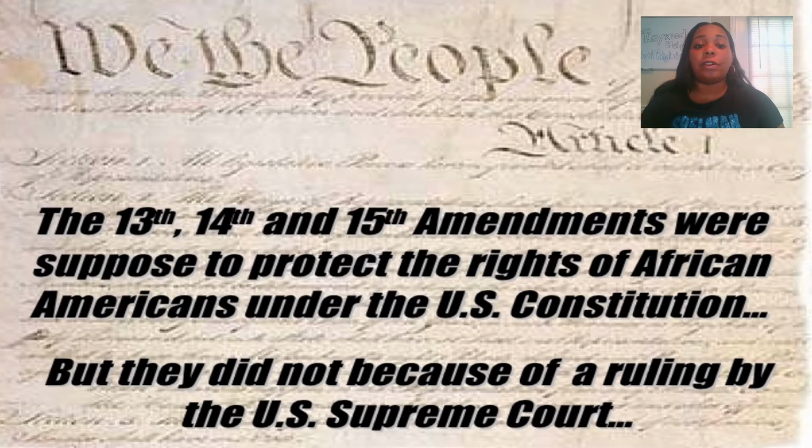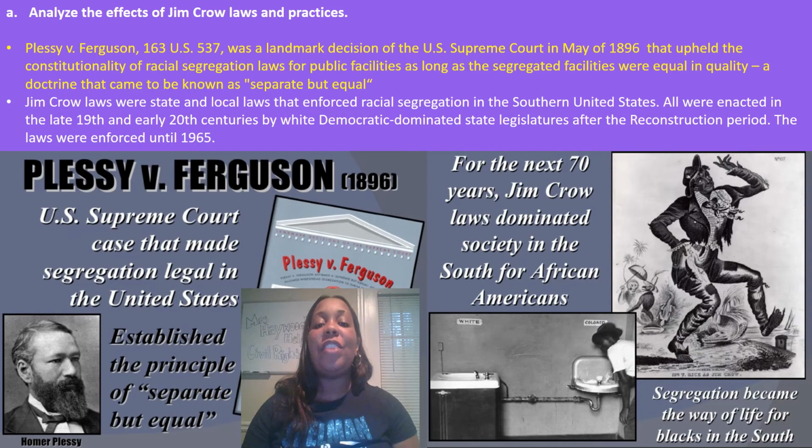These amendments were supposed to protect the rights of newly freed slaves, African Americans, under the U.S. Constitution, but they were unable to protect the rights of African Americans because of some Supreme Court rulings, which we are going to discuss. The first of these rulings was Plessy versus Ferguson. This was a landmark decision by the U.S. Supreme Court in May of 1896 that upheld the constitutionality of racial segregation in public facilities, as long as these segregated facilities were equal in quality. This became known as separate but equal.